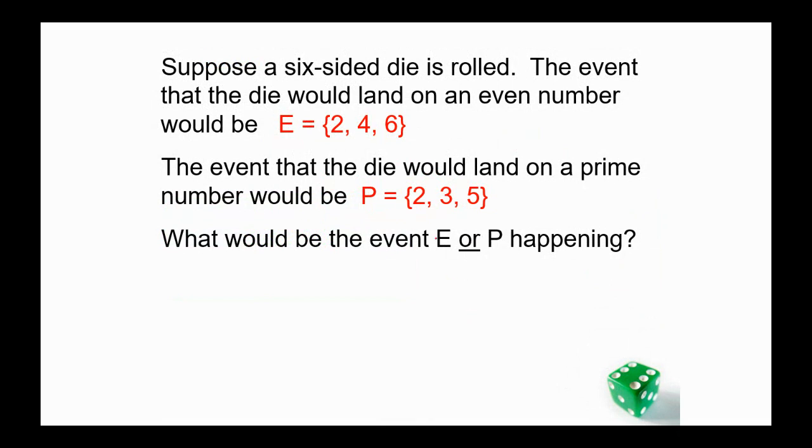What would be the event of E or P happening? So if we said E or P, what would that look like? What numbers would be in that? 2, 3, 4, 5, and 6. Why didn't we list the 2 twice? You only need it once. It's the same thing.